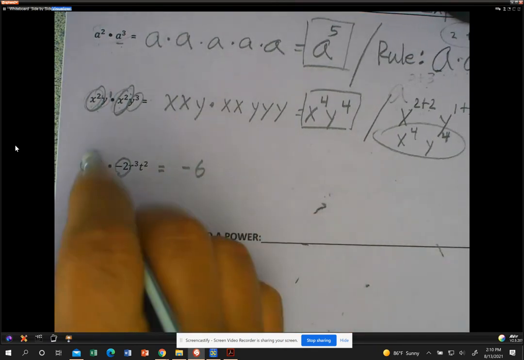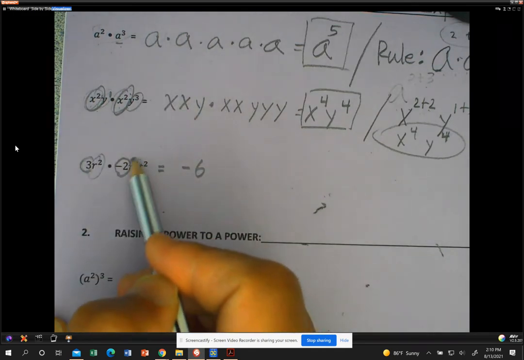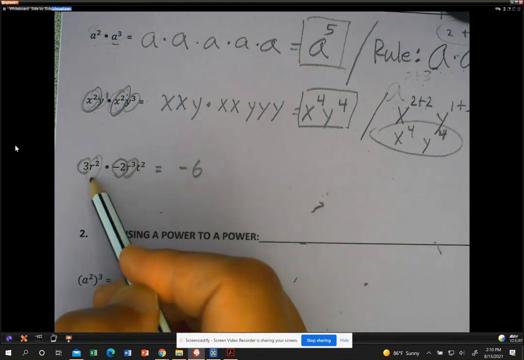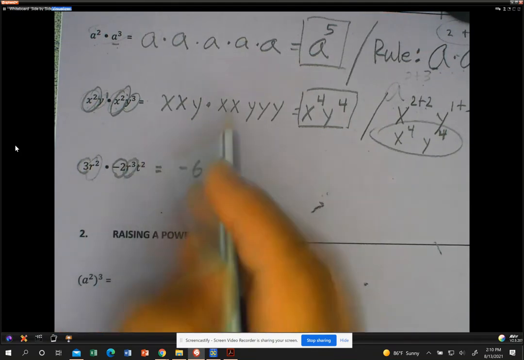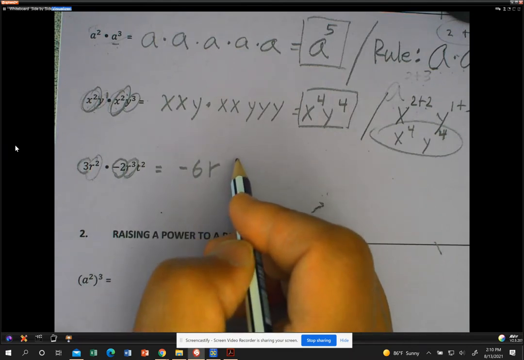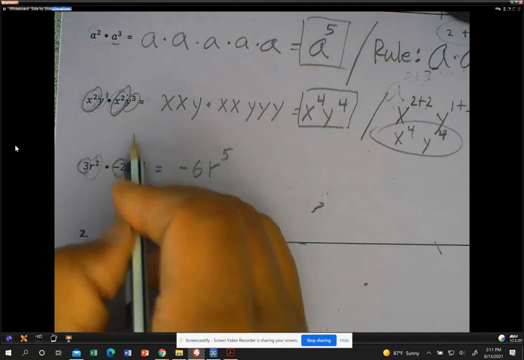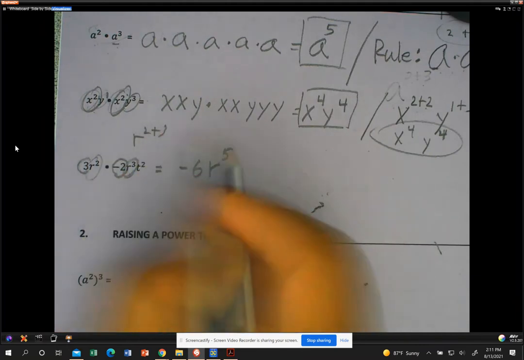I see r squared. You see the r squared? And I see r to the 3rd. So if you have r squared and r to the 3rd without expanding, how many r's do you have? Anybody know? 5. That's it. You just add those two, right? R squared plus 3, which gives you 5.